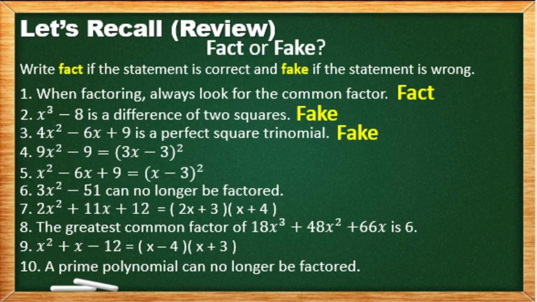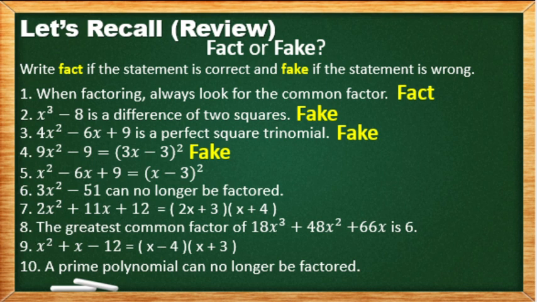Number 4. The given is 9x squared minus 9 is equal to the square root of 3x minus 3. And the answer is fake. Why? We need to factor out muna yung 9. Then, ang matitira doon is x squared minus 1. x squared minus 1 is difference of two squares, kasi ang x squared and 1 are perfect squares. And ang factored nun ay x minus 1 and x plus 1. So, the factor talaga niyan ay 9 times x minus 1 and x plus 1.